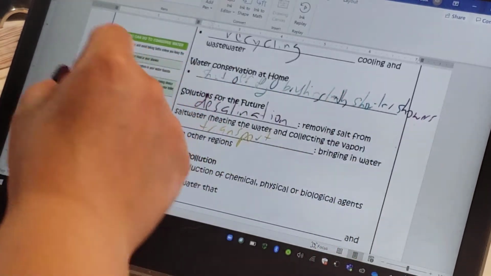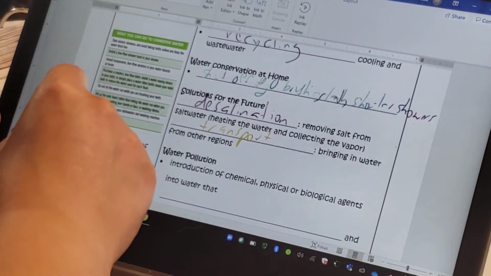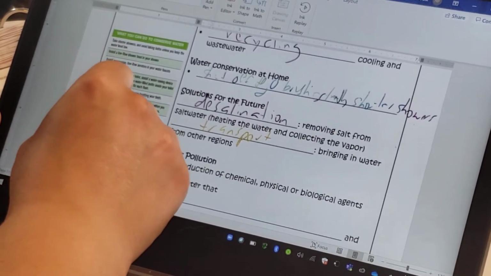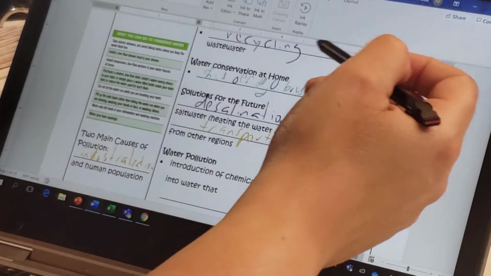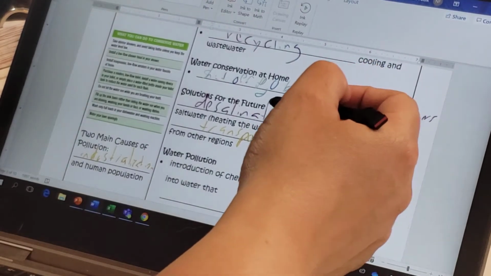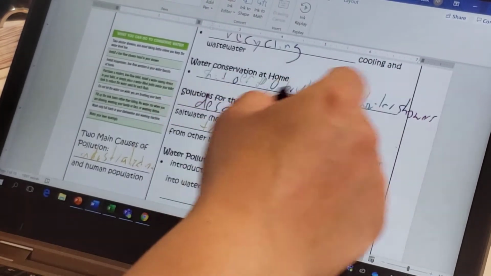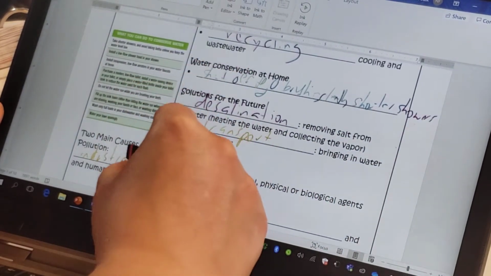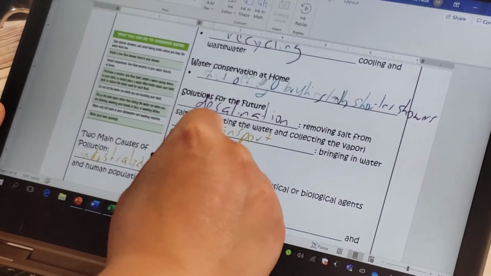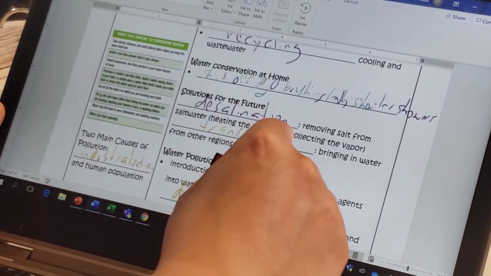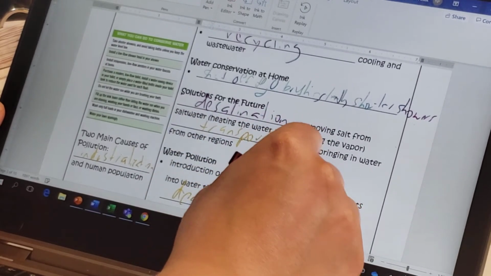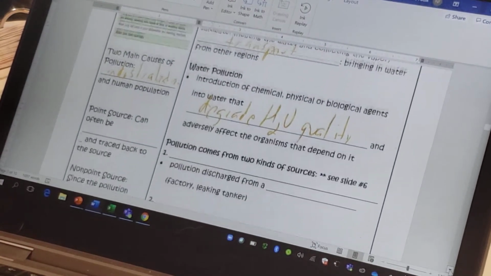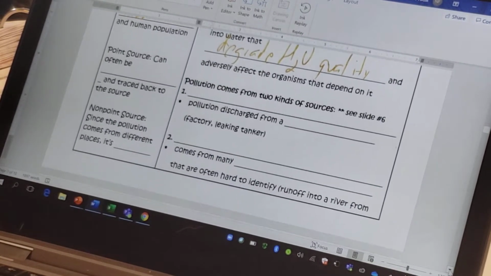Two main causes of pollution: industrialization and human population, apologies. So, water pollution is the introduction of chemical, physical, and biological agents into water that degrade water quality, and adversely affects the organisms that depend on it.